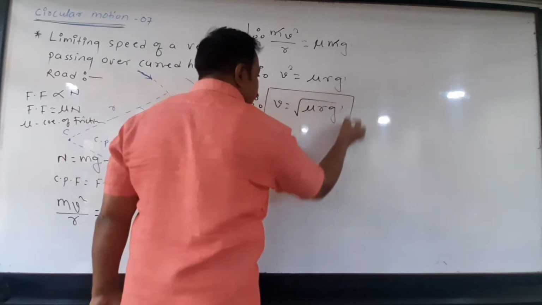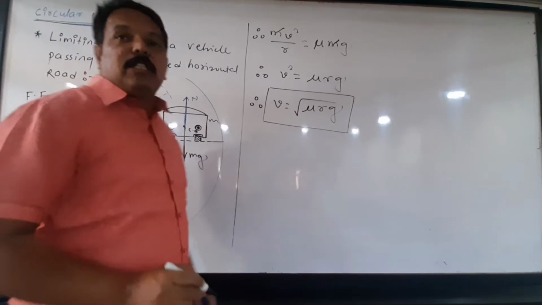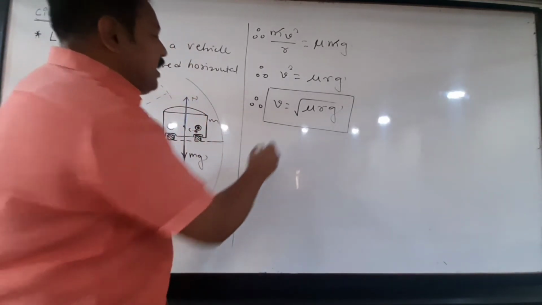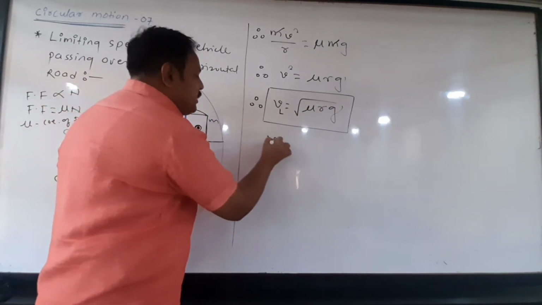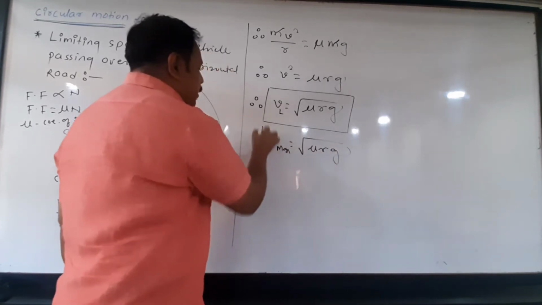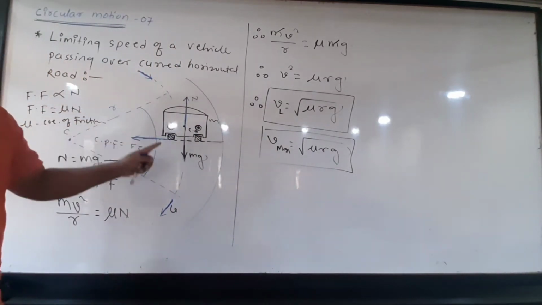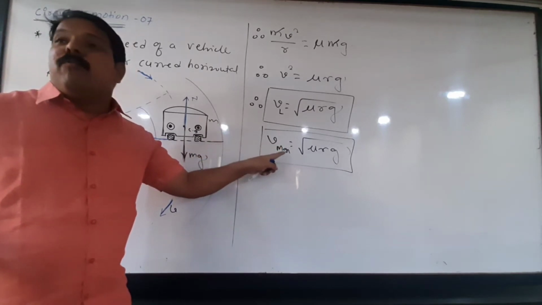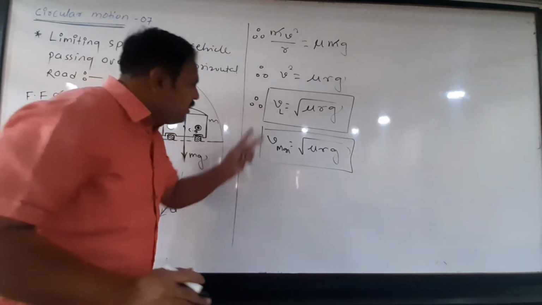And this is a very, very important formula to calculate the limiting speed of a vehicle passing over a curved road. This is nothing but V limit, VL, or we can say Vmax. Vmax is equal to under root mu rg. It means your vehicle can pass that turn with maximum speed under root mu rg. This is the limiting speed.